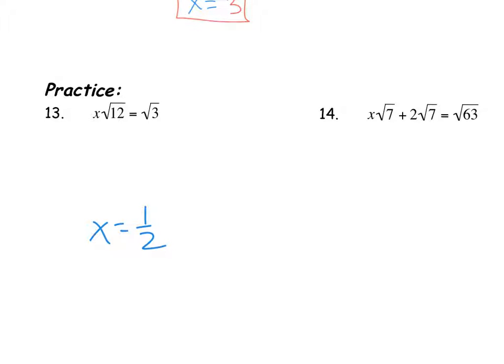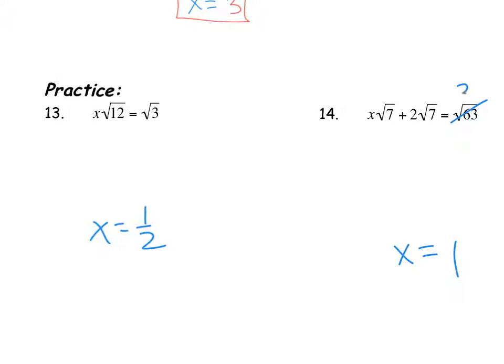Anybody got problems with number 13? Do you have number 14 done, or do you need another little bit of time? All right. I got x equals square root 7. Not square root 7. How about? No. Oh, sorry. Yeah. You're right. Sorry. Okay.